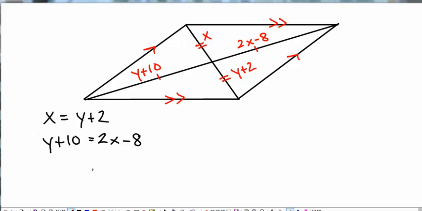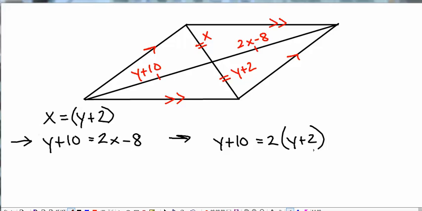Very good. All right, now, if you look at this, hopefully you see there's a little problem. You've got two equations, and both equations have two different variables in them, don't they? You need to have one equation with one variable in it. So what is x equal to? If x is equal to y plus 2, can you rewrite the second equation, and where there's an x, what could you write? Very good. You could rewrite this as y plus 10 equals 2(y plus 2 minus 8). And now you've got one equation in one variable.